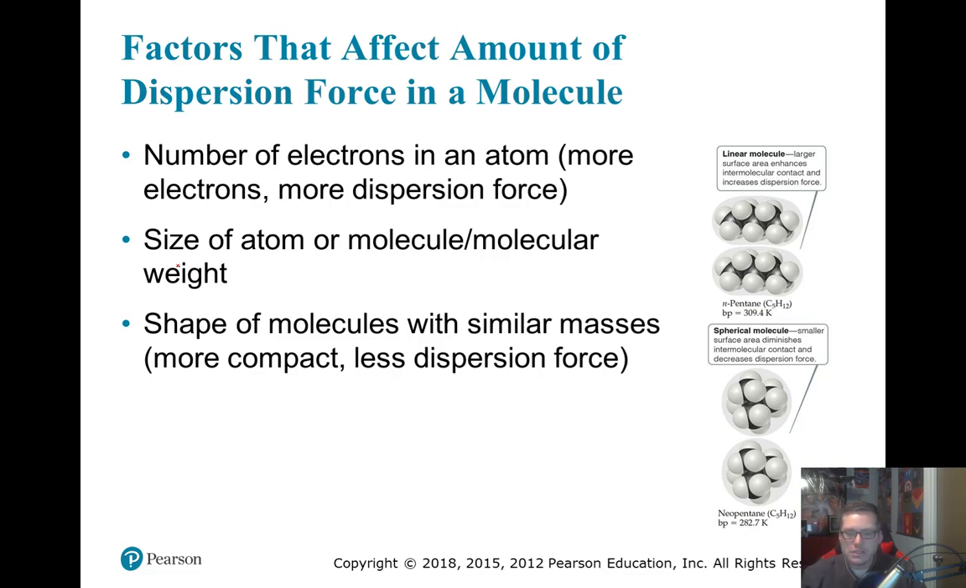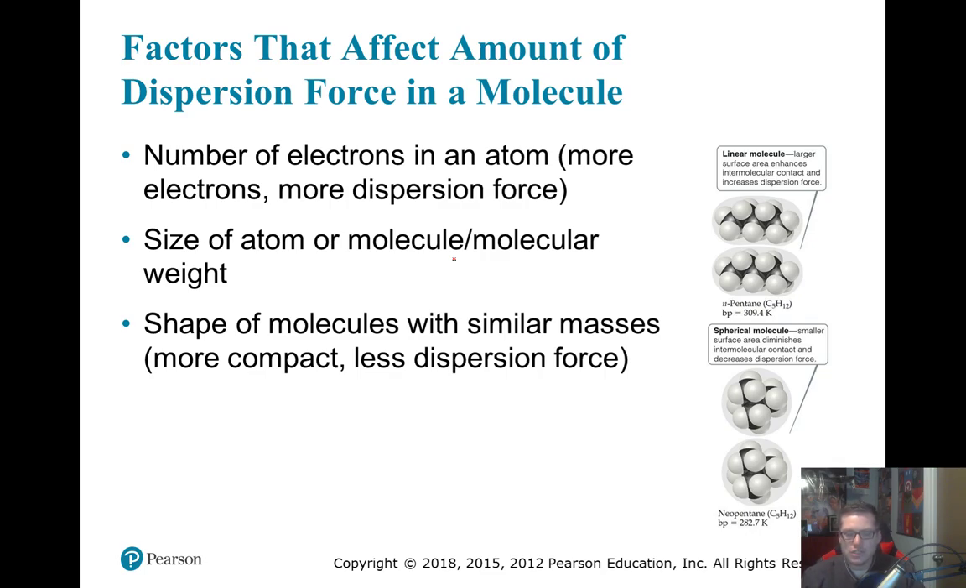Okay, the size of the atom or molecule, or the molecular weight, also affects it. The bigger it is, the more dispersion forces it has. All right, and so essentially it is the same idea as the first one. The bigger it is, the easier it is to squash it, or the more likely it is for the electrons to be on one side versus the other. And generally, as your atom gets bigger, it gets more electrons. So number one and number two generally go hand in hand. I mean, it's two sides of the same coin.